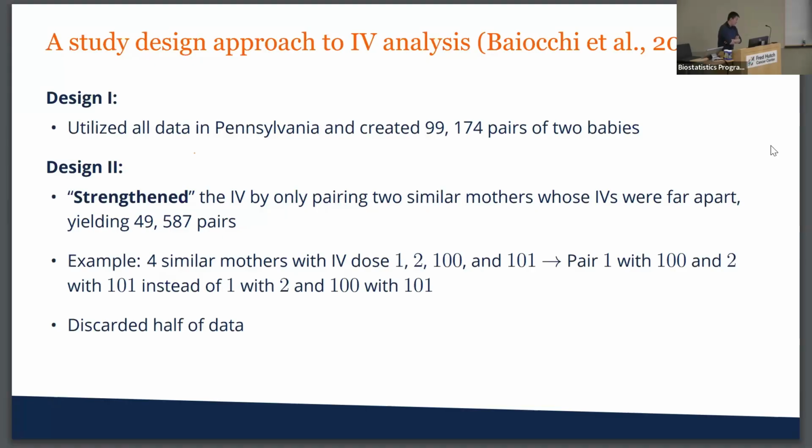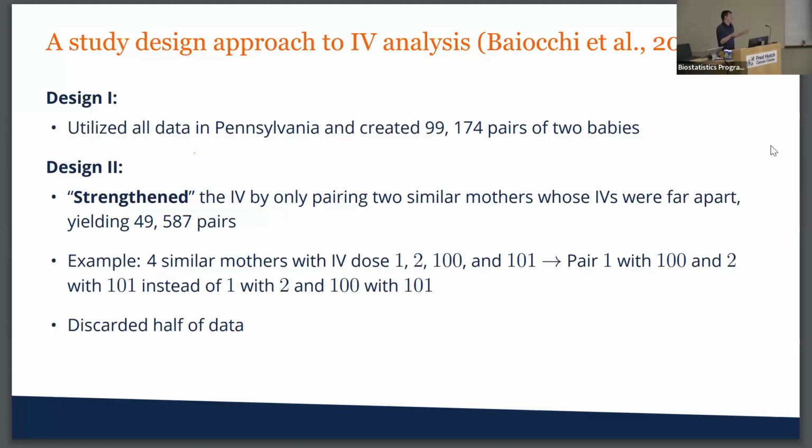Okay. In the second design, they try to strengthen the instrument. They only pair two similar mothers whose IVs, whose access travel times, are far apart. So instead of comparing two mothers who both live very close to the high level NICU, they compare mothers where one lives very close to the high level NICU and one lives very close to the low level NICU. Otherwise, they look similar. In this way, they discard half of the data, and they create only about 50K pairs after they strengthen this instrument.